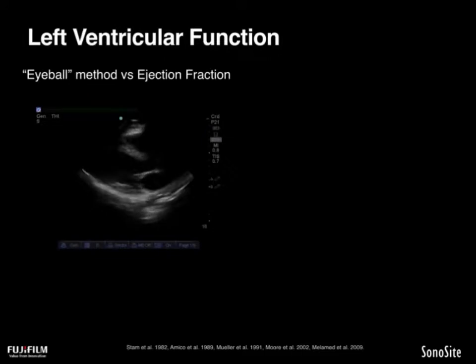The eyeball method, which loosely stated is a gross evaluation using your eyeballs rather than calipers in the determination of how well a patient's heart is beating. There is literature from multiple specialties supporting that eyeball methodology is just as accurate as ejection fraction, and that practitioners who are non-cardiologists can use this method to very accurately categorize classes of left ventricular function.